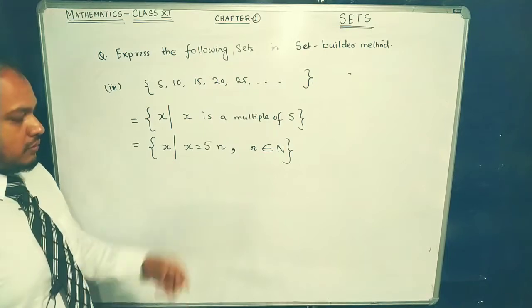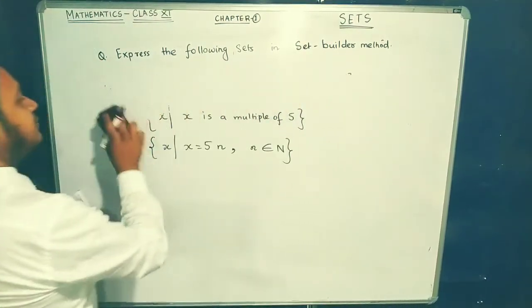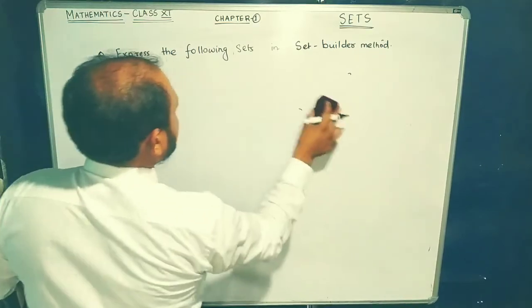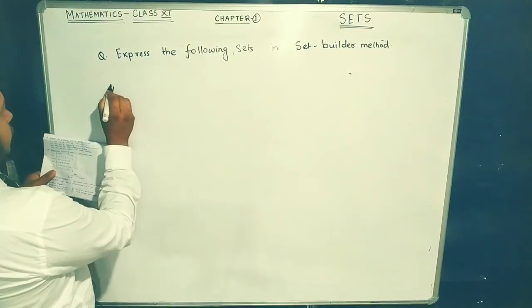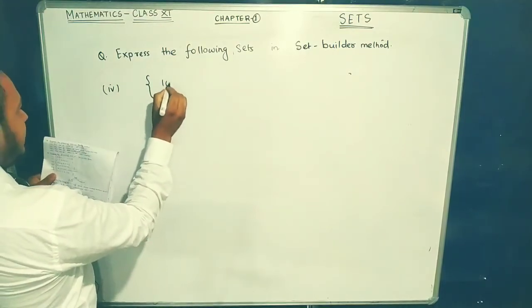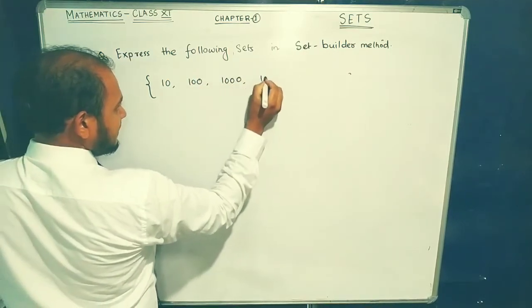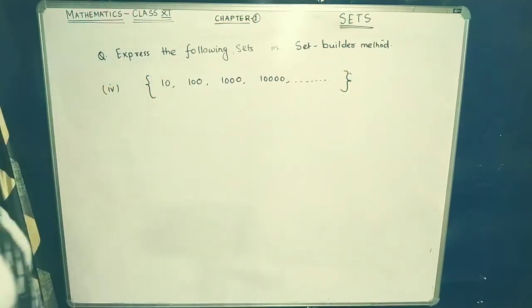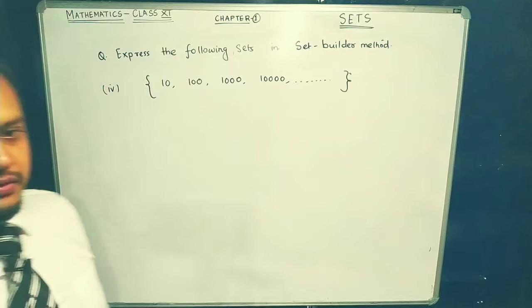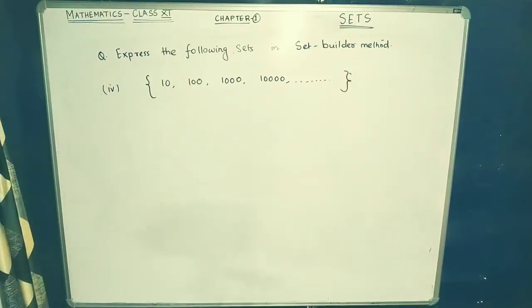So this is much more beautiful. Okay, here is question number 4, and I leave it to you. Try to think about the answer. Question number 4, I give you a set: 10, 100, 1000, 10,000, and so on. Try to express it in set builder method. What is the common property in all the elements? Try to find out the common property.